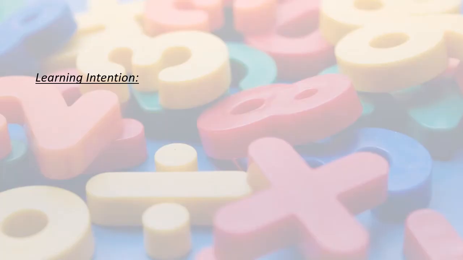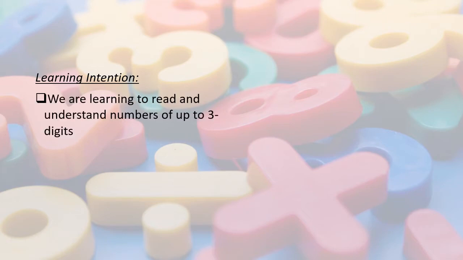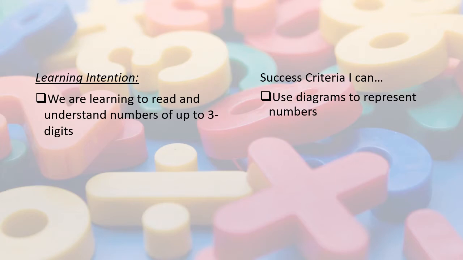Let's have a look at our learning intention for this week and for today's lesson. We are learning to read and understand numbers of up to 3 digits. And I know that we have covered 3-digit numbers in class. Our success criteria is going to help us make sure that we have a good understanding of the numbers that we need to work with. So let's have a look at our success criteria.